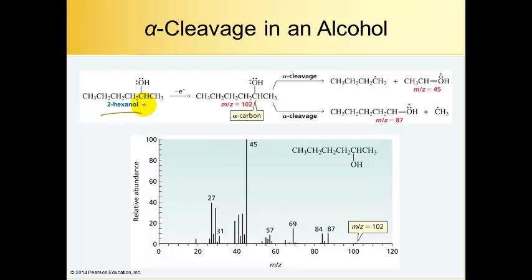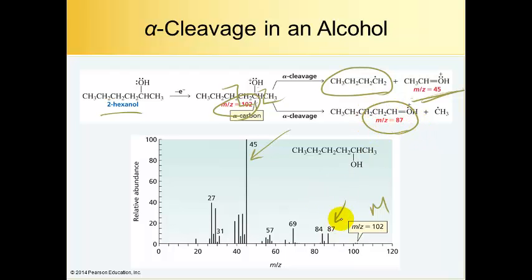So we can also have alpha cleavage of an alcohol. And so if we start with 2-hexanol, we can break off this. So in the top, we broke off this, and in the bottom, we broke off this. So the mass to charge of the full ion, the molecular ion, is 102. And then we have this species, which doesn't have the positive charge, but what's left is the 45, and that's the base peak. That's the most abundant, so that's the most stable. And then we have the other, which is 87, which is shown here.